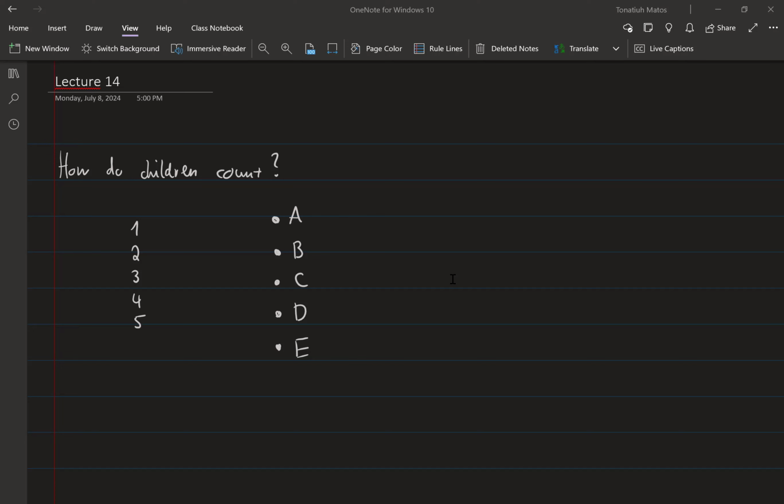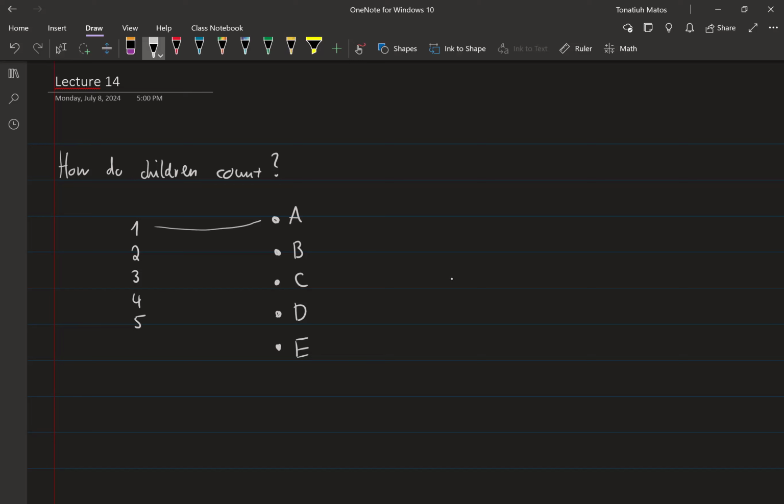So even children know intuitively to make this correspondence, this association between a set of objects and a set of numbers to count it. And this is exactly what we've been doing when we defined bijection. What does it mean for two sets to have the same amount, right?